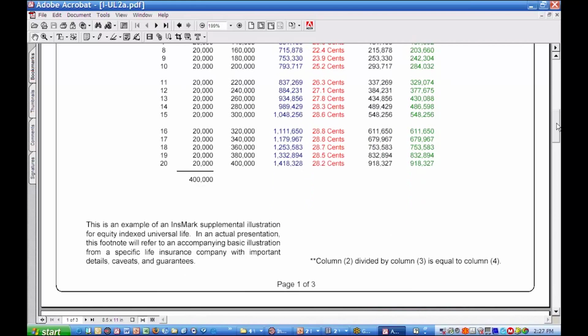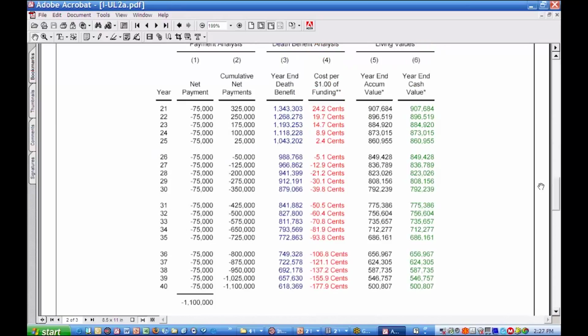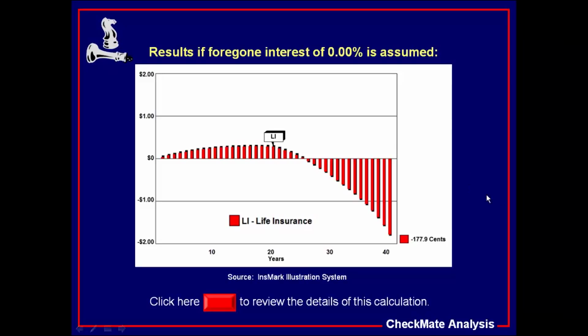But the interesting thing about this illustration is it then turns. As cash flow starts to come out of the policy and reduces the overall cumulative costs, that column 4 starts to reverse and ends up negative, so that at the end of the line there, each dollar delivered to the family is 177 cents, which is a pretty efficient way to purchase some death benefit.